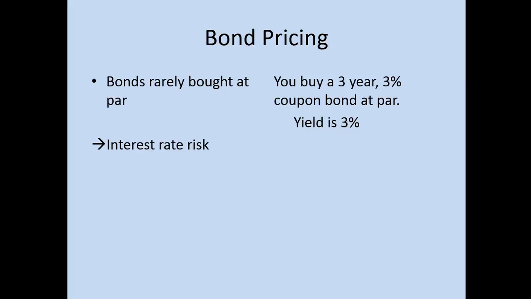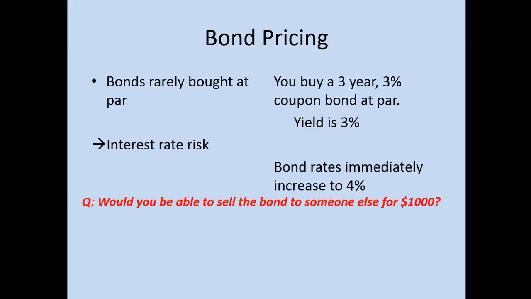Suppose you buy a 3-year, 3% coupon bond at par. The yield on that is going to be 3%, right? You make 3% annually in coupon payments, so 3%. However, let's suppose you buy it and bond rates immediately increase to 4%. Bond rates immediately go up. So would you be able to sell that bond that you just bought to someone else for $1,000?